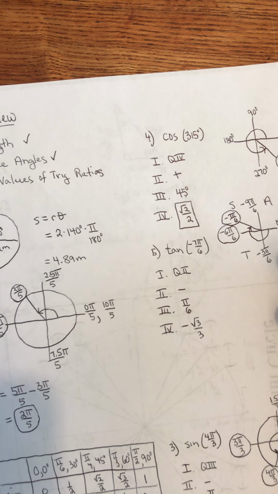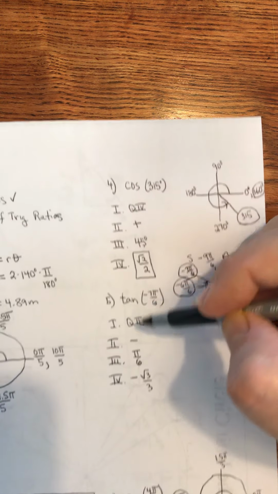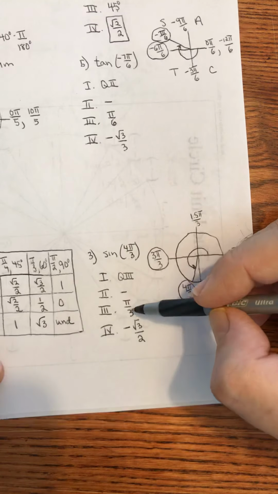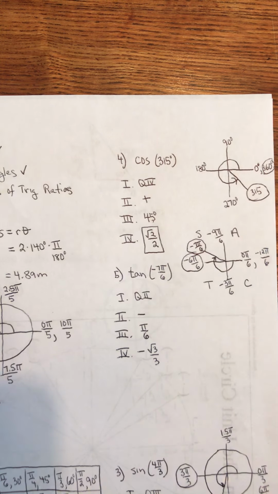I hope that helps you. Remember, a reference angle is always acute, which means it's less than 90, and it's always positive. Okay, so use this, and that'll help you on your review. Good luck.